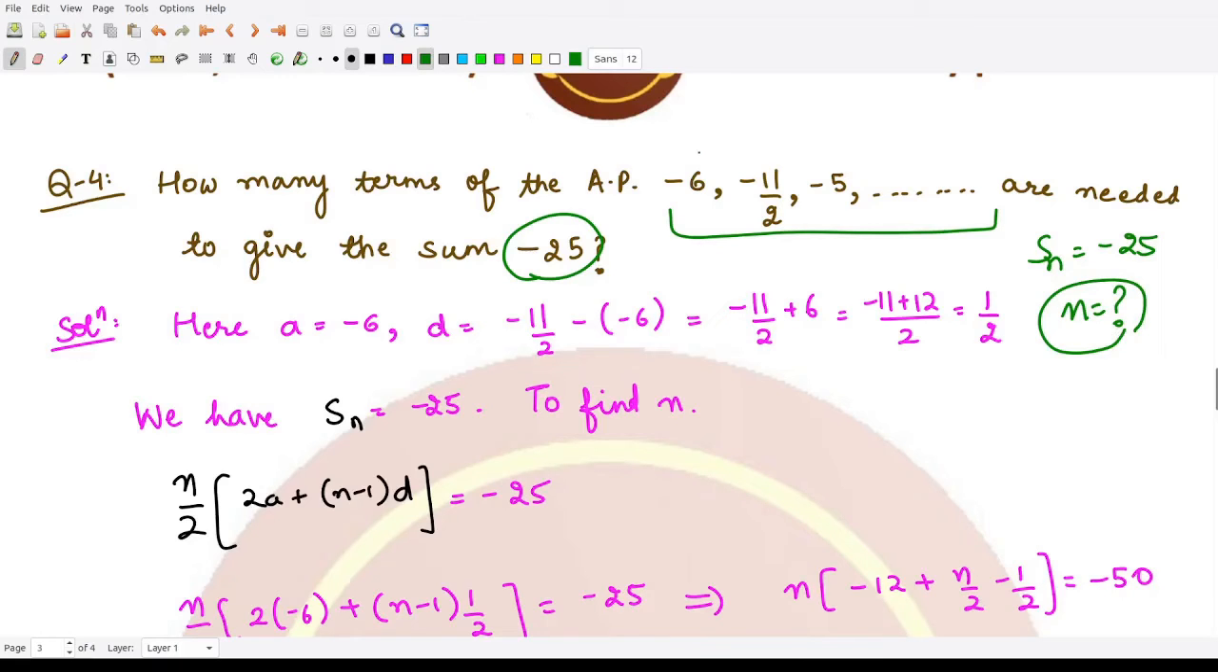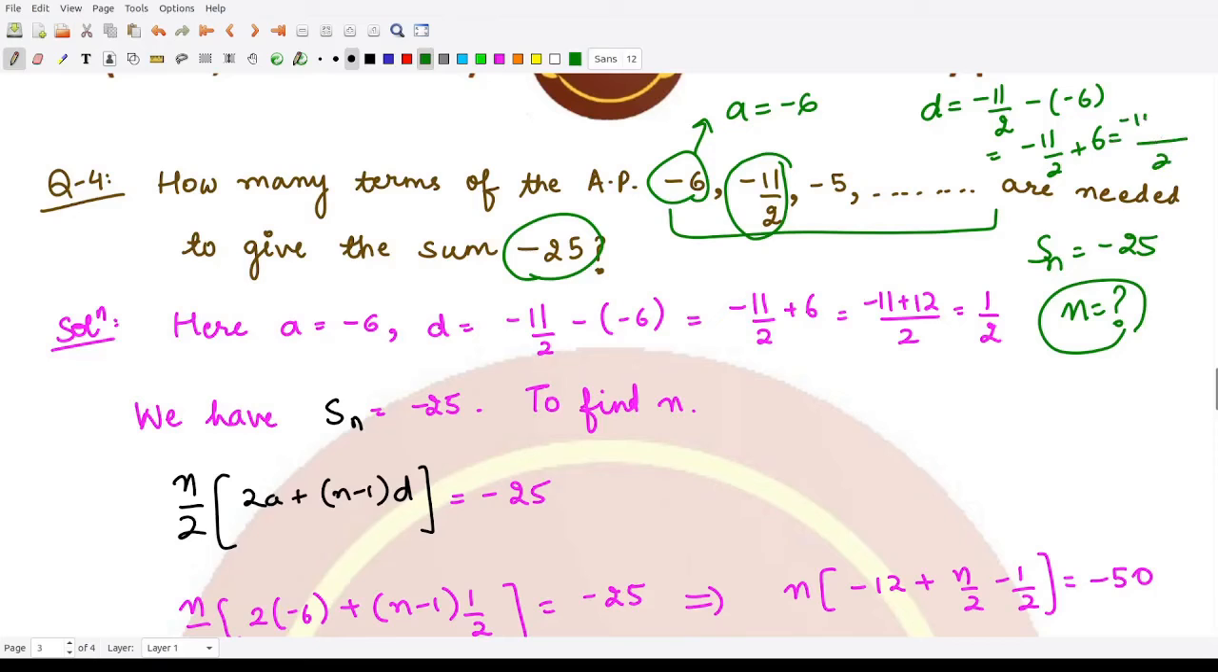Right, so from here you can clearly see the value of A, the first term, is -6. You can also calculate the value of D. How can you do that? You can subtract the first term from the second term to get D. So we would have -11 by 2 minus of -6, so it would be -11 by 2 plus 6. So you can take the LCM. It would be -11 plus 12, so it would be equal to +1 by 2. Hence the value of A is -6, the value of D is 1 by 2, correct?